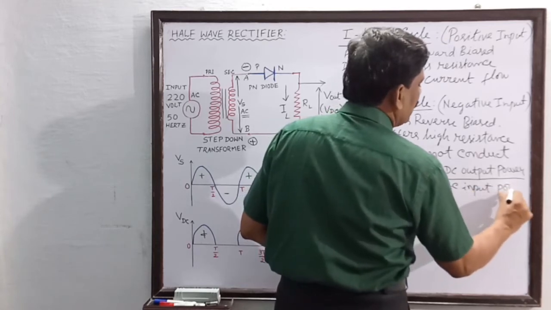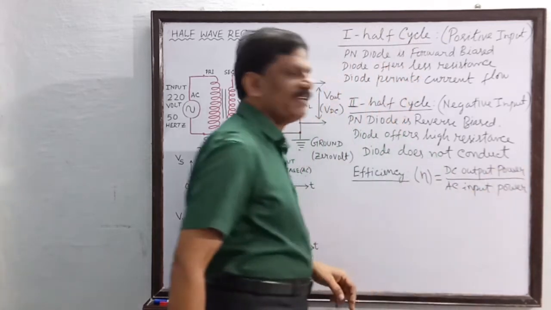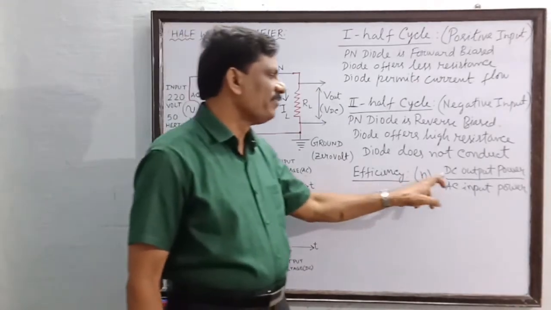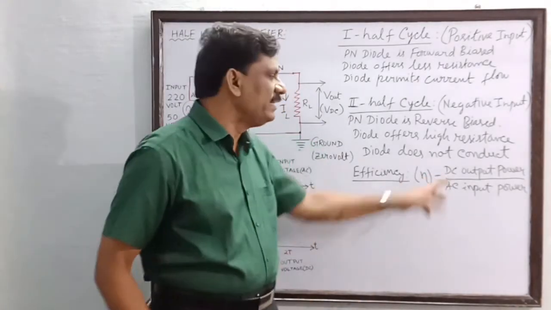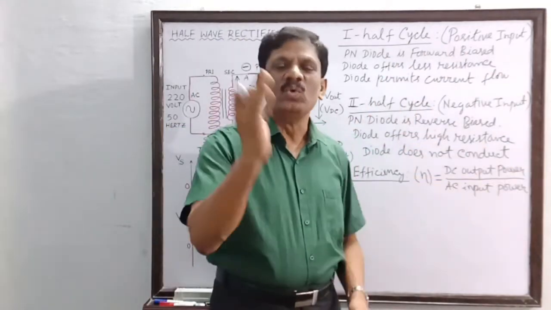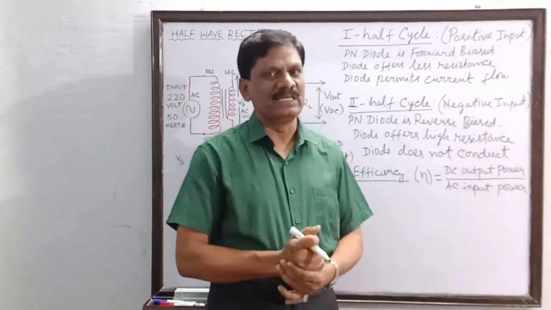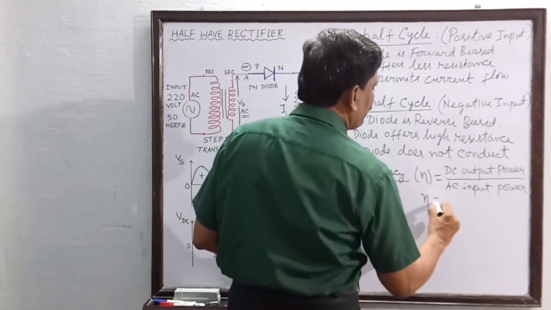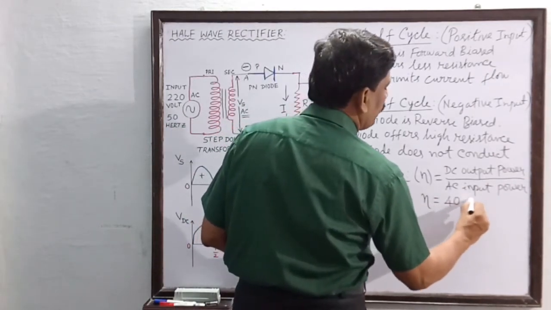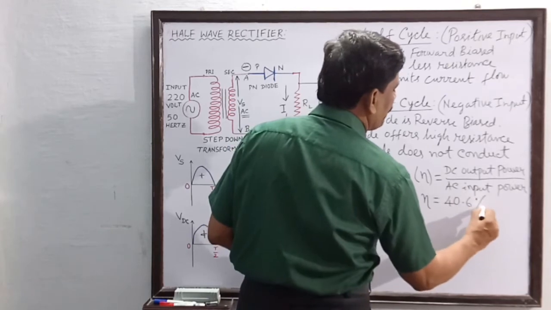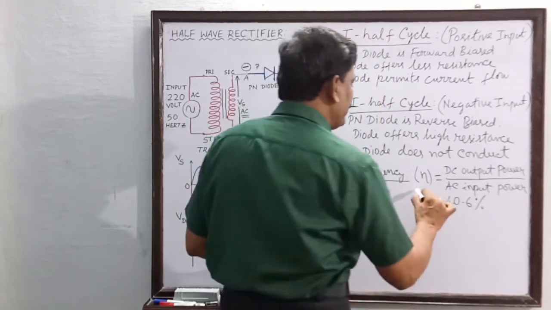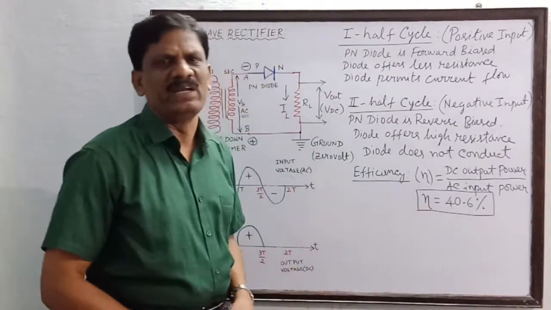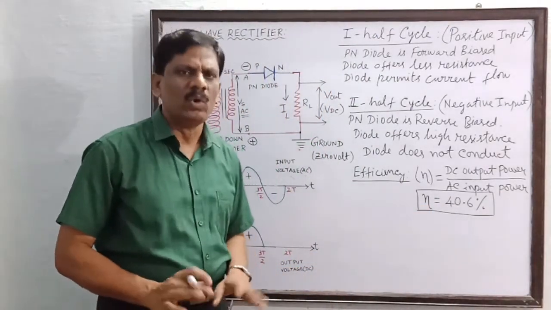Okay, students. So, how will you define the efficiency of a rectifier? The efficiency of a rectifier is defined as the ratio of the DC output power to the AC input power. So you find that for a half wave rectifier, this is found to be equal to 40.6%, which is considered to be very low only.